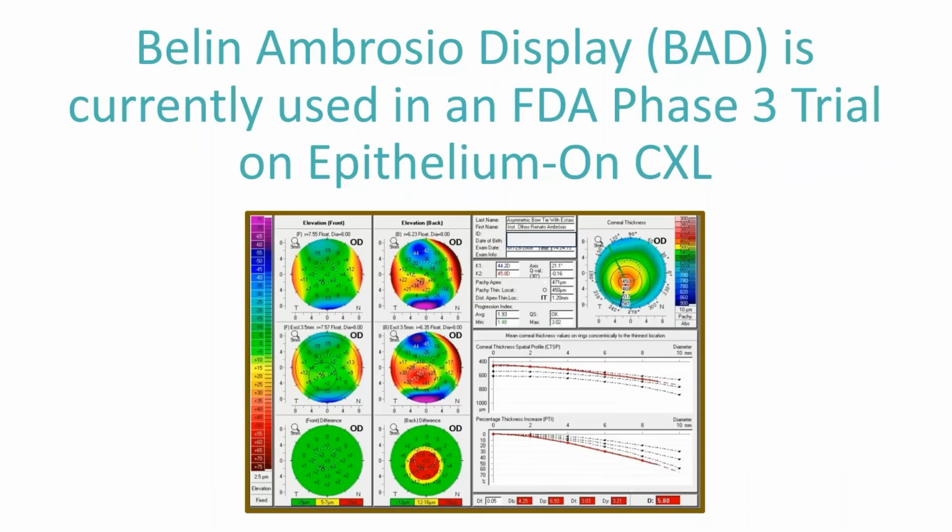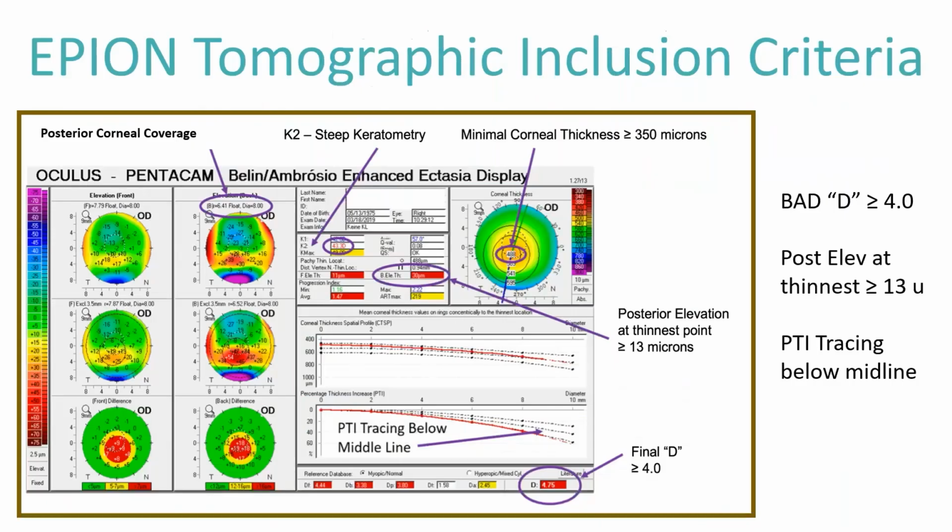Well, it is correct. The BAD alone, the final D in itself, shows variance from normal. But to make it specific for keratoconus, our inclusion criteria included a BAD-D greater than or equal to 4, but 2 additional things. We have posterior elevation at the thinnest point and an abnormal PTI tracing. The addition of those 2 parameters really takes out the other potential abnormalities. So again, the real one you want to exclude is endothelial dysfunction.